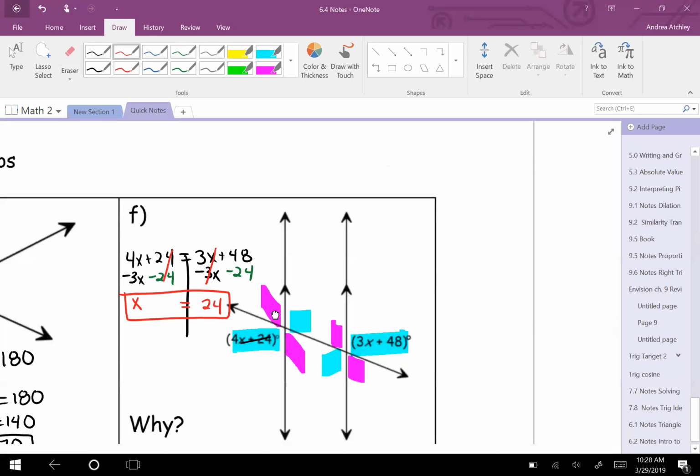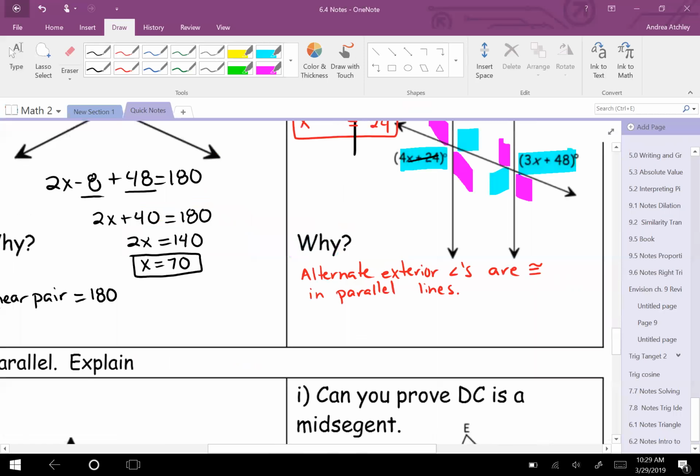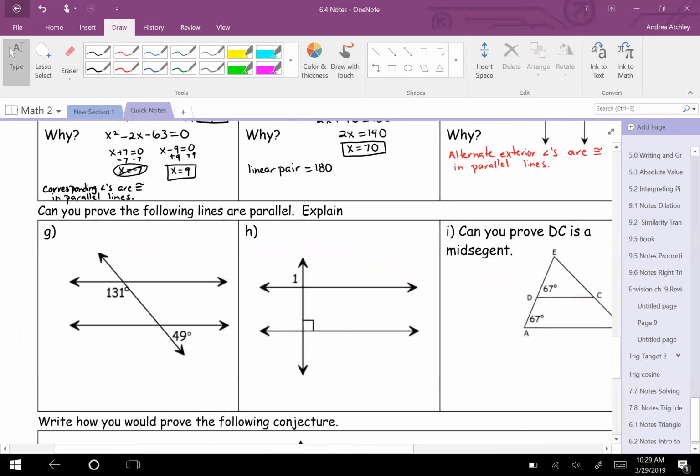I already gave you the reason why. The reason is alternate exterior angles are congruent in parallel lines. Any questions over that? Okay, now they're going to ask us, are the following lines parallel and why? Explain.